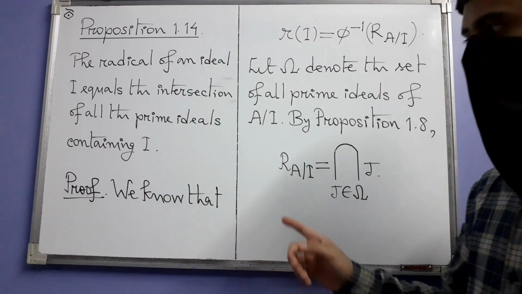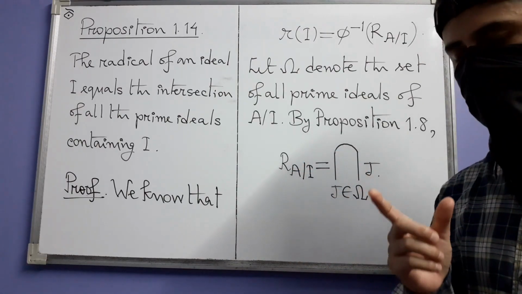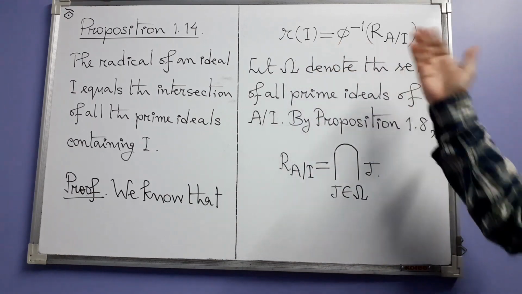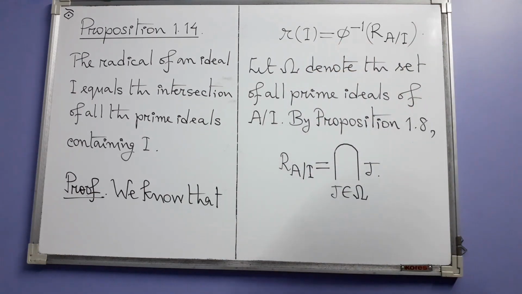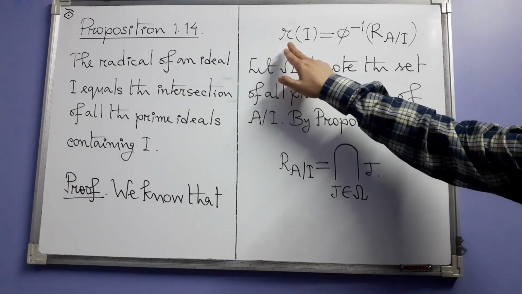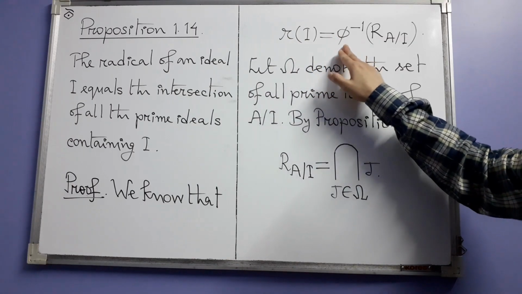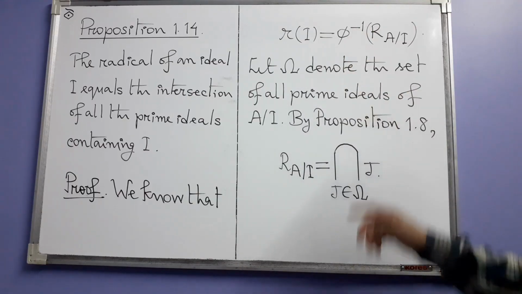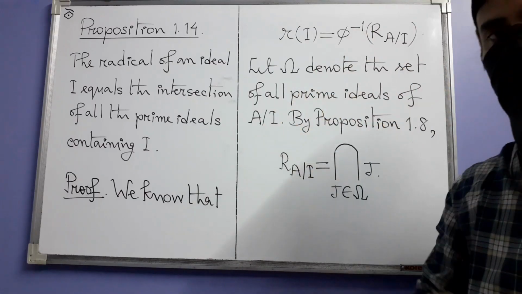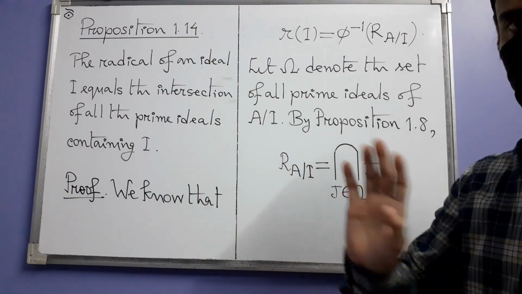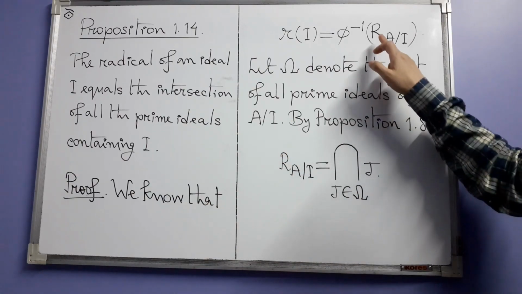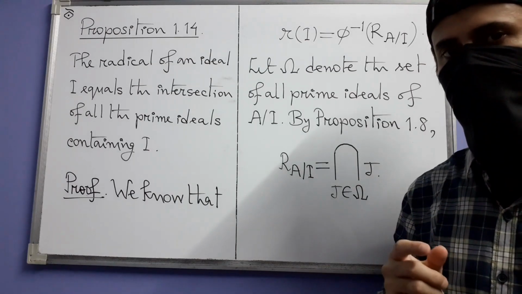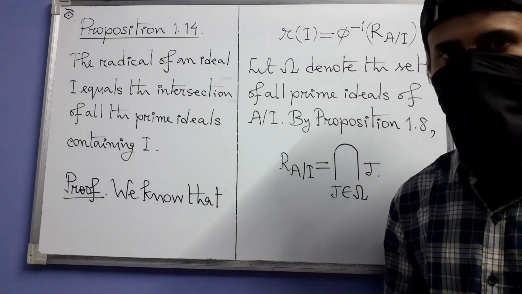The proof starts by recalling something which we saw immediately after defining the radical of an ideal, namely this equation. Do you recall this equation? We saw earlier that R of I equals the inverse image of R of A/I under phi. I is an ideal in the ring A. That is already there in the background. And R of A/I is the set of all nilpotent elements in the ring A/I.